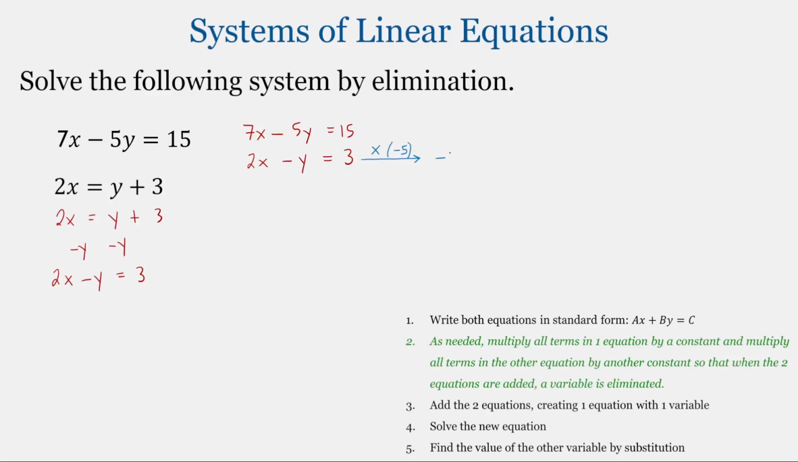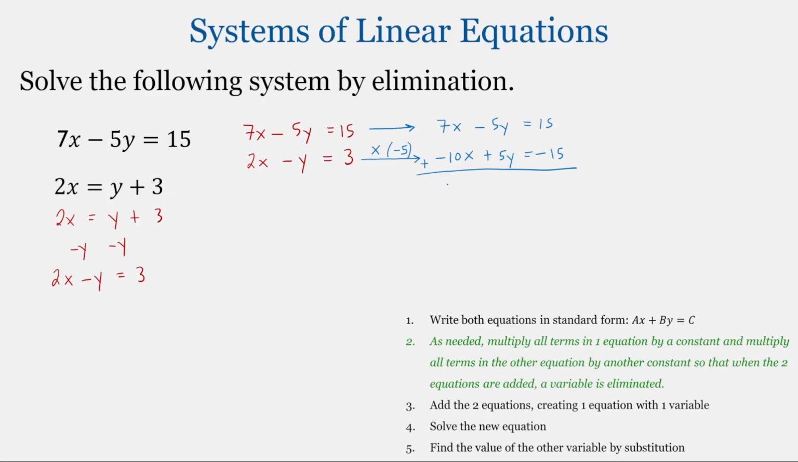So I'm multiplying the second equation by -5. That means I'm going to have negative 10x plus 5y equal to negative 15. I multiplied all three terms by -5. I'm not going to do anything to this first equation, so I'm just going to bring it over. 7x minus 5y equal to 15. So now we're going to add these two.